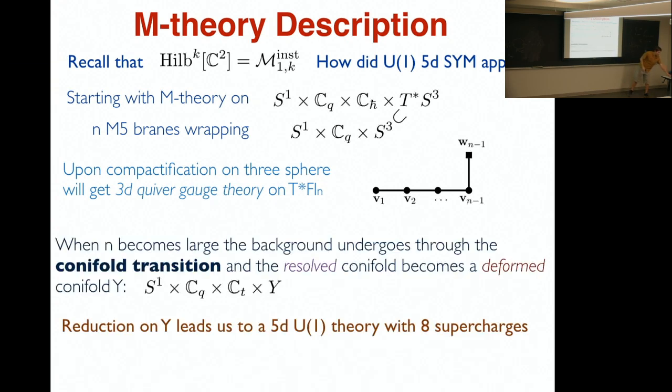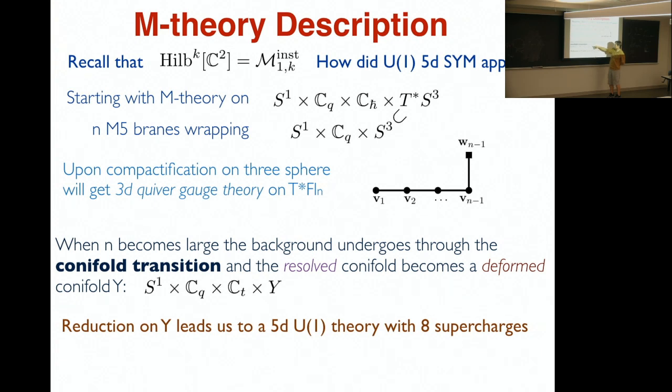We're going to get the resolved conifold, right? We're going to have S1 times this five-dimensional space times Y, which is the resolved conifold. What is it called? Why did H bar become T? But it's a typo, yes. Okay. It's the same one. So I think H bar is T inverse. Right. So you have M theory on the resolved manifold.